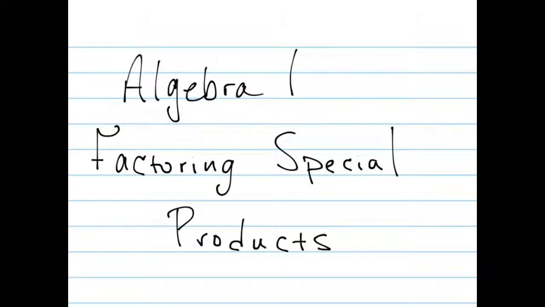All right, factoring special products. Now, these are for special trinomials that we can factor apart. The first one we're going to look at is the difference of two squares.